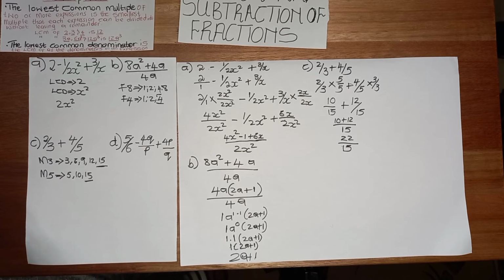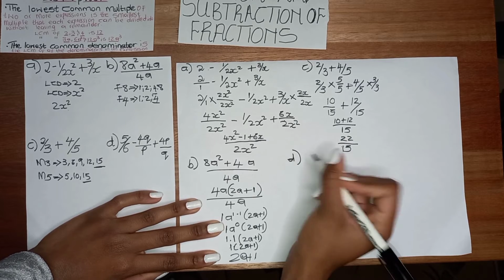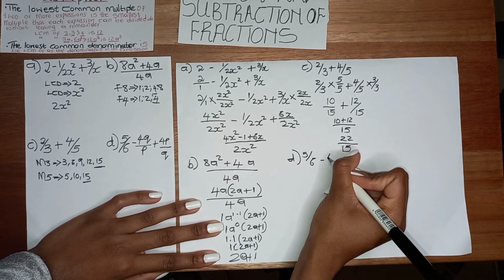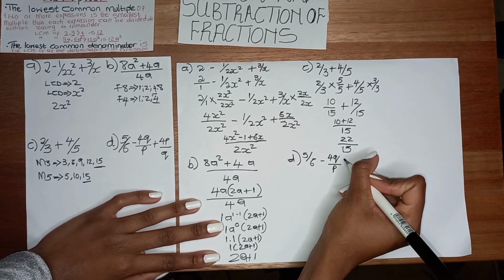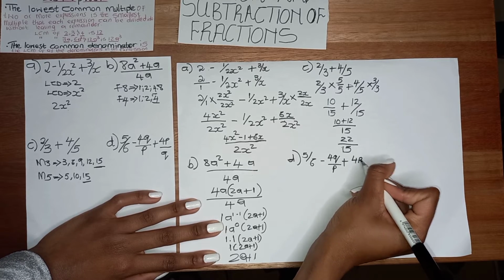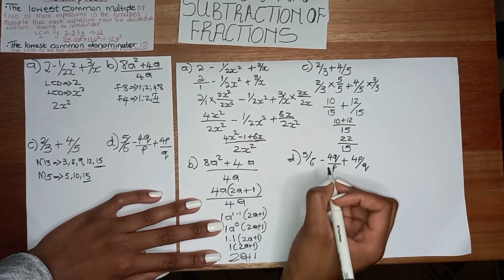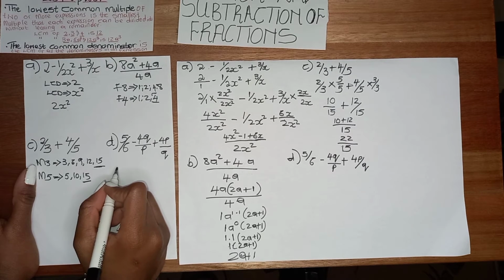So let's move on to letter D. Letter D. 5 over 6 minus 4q over p plus 4p over q. So let's solve this. So as you can see, our denominators are not the same, meaning that we cannot add or subtract the numerators. So we have to first make the denominators the same.